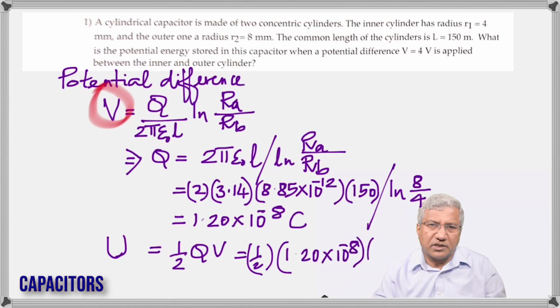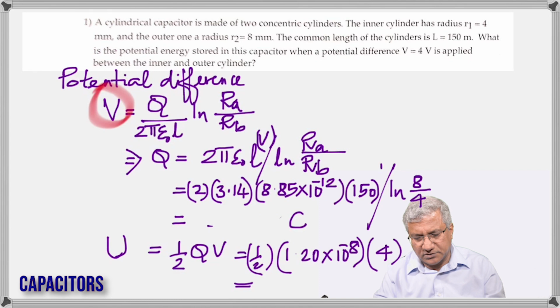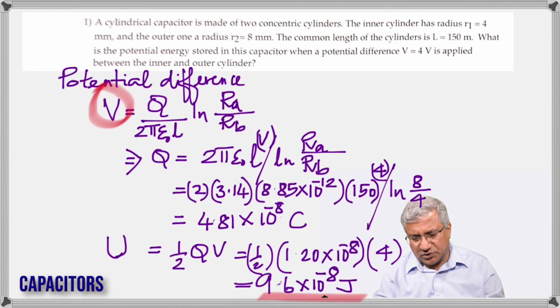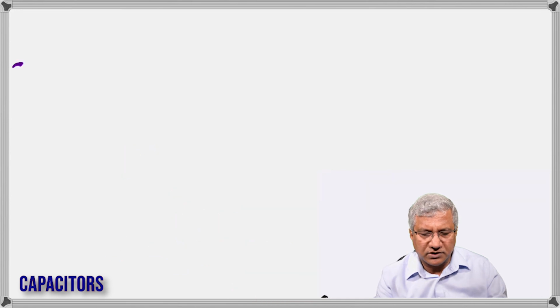But I found the charge on the capacitor, and then used the formula for potential energy, which is 1/2 times... looks like I made a calculation mistake there. Oh, I forgot to multiply it with voltage, which I corrected now. You see the 4, the voltage, I forgot that. And so now I got the answer as 9.6 times 10 to the negative 8 joules. Let's go to the second one.